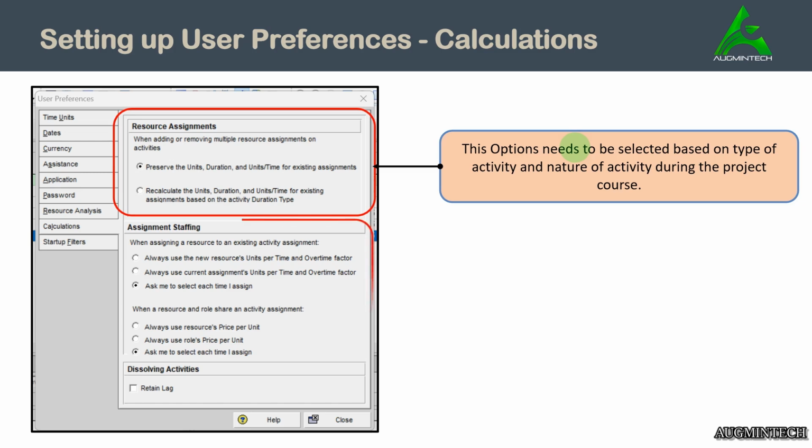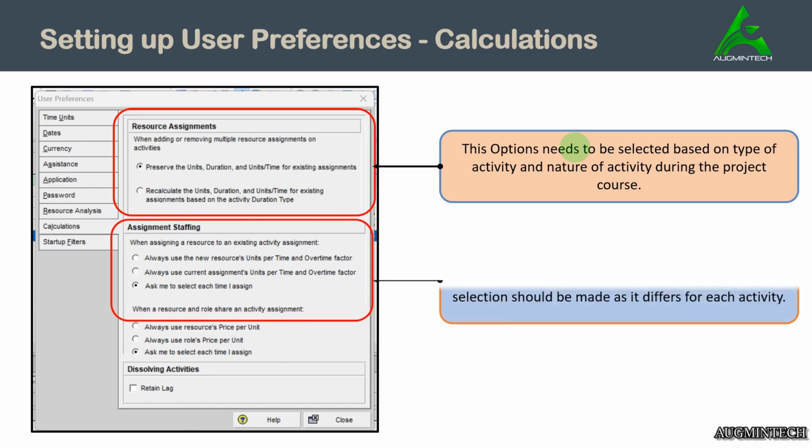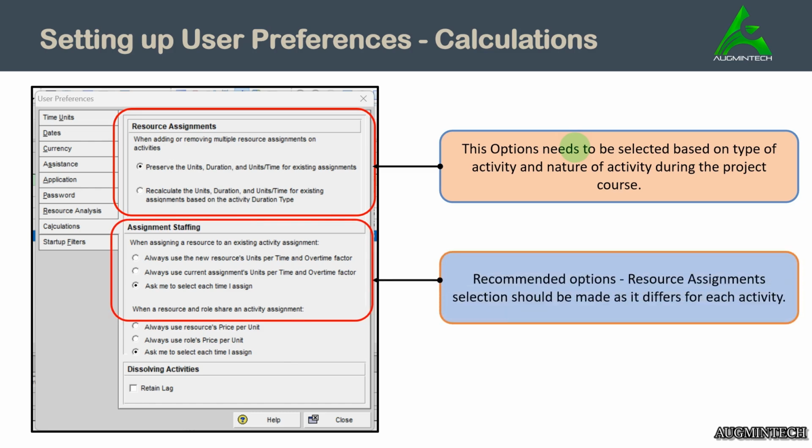And the next thing is assignment staffing. Assignment staffing is assigning multiple resources to a particular activity. In an activity, there is already a resource working and we need to assign one more resource. In that case, we want the tool to ask what units per time and what factors apply for that particular resource. Each time you add a resource, this should be asked so that you can define it, because it varies for each activity.